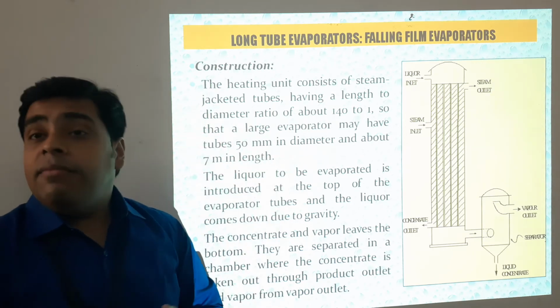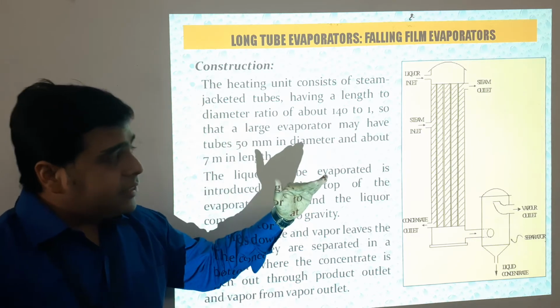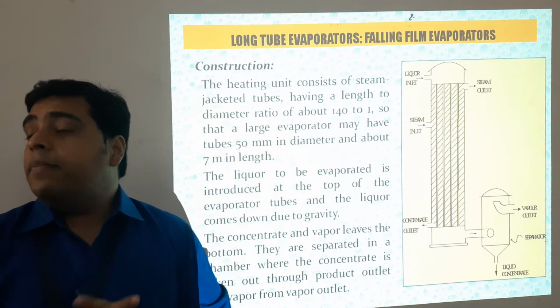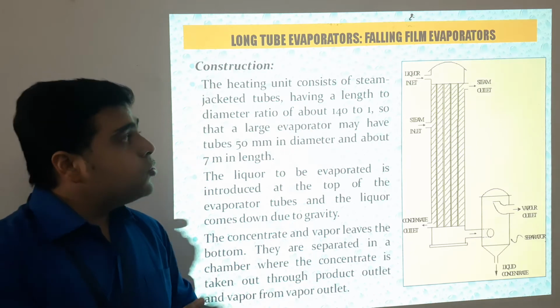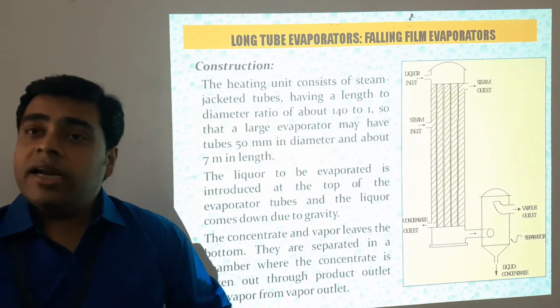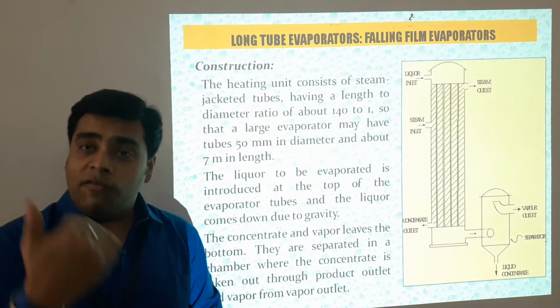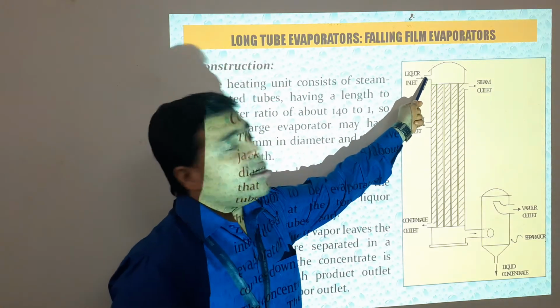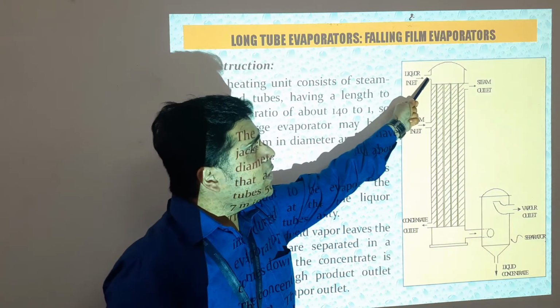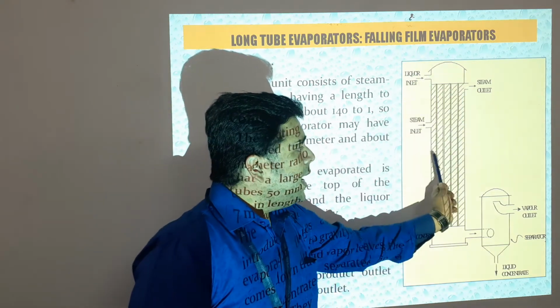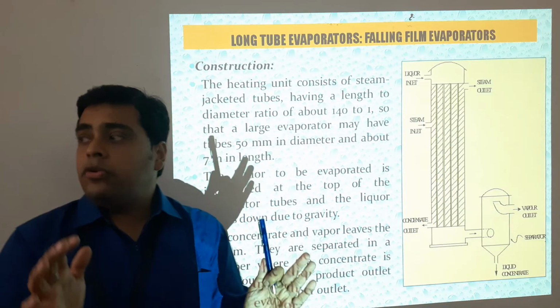Next, we have falling film evaporators, almost the same diagram, but the setup is somewhat different. So this is also a long tube evaporator, but here we are getting the film in a falling way. So obviously the liquor inlet should be at the top. The liquor inlet is at the top. This is the steam inlet, and the rest of that calandria part is almost the same.